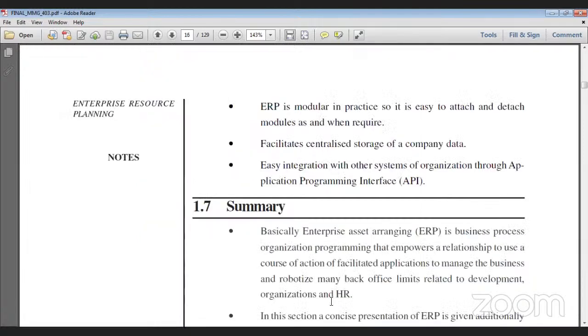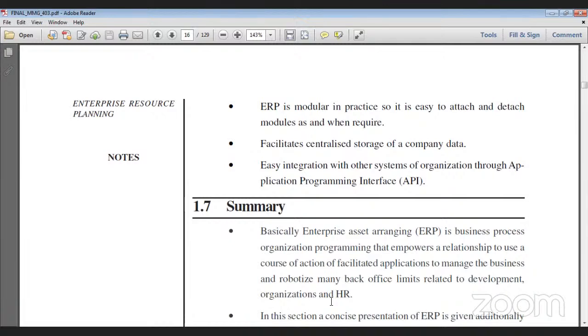Then there are some more points of ERP. The next advantage is that the ERP model is in practice, so it is easy to attach and detach modules also. It facilitates centralized storage of company data. Then easy integration is there also, with integration with other systems of the organization through the application programming interface, API, here.